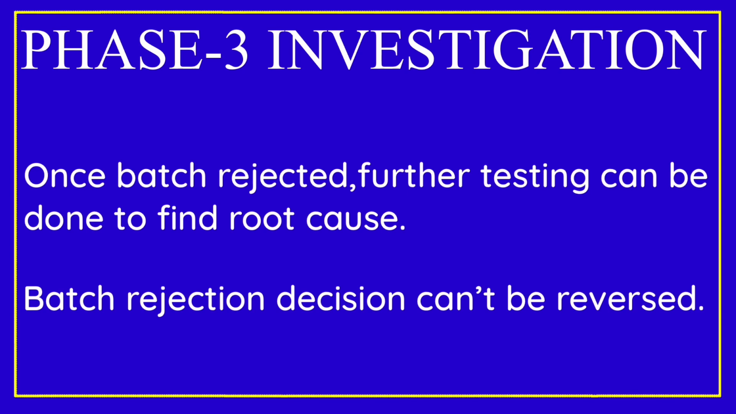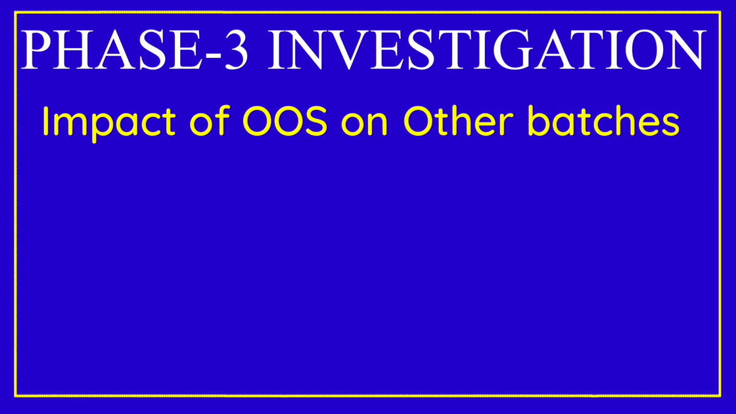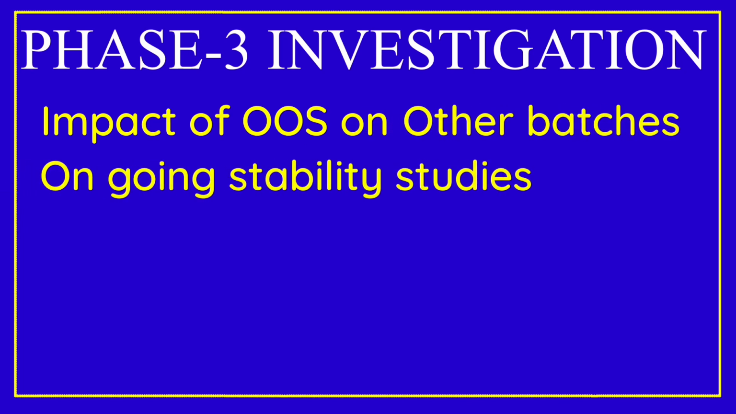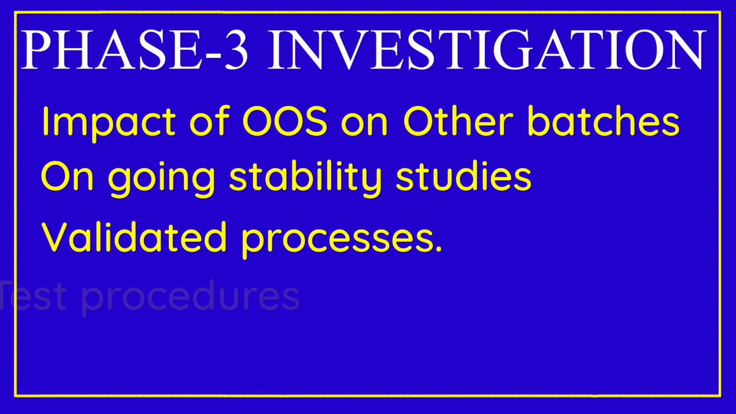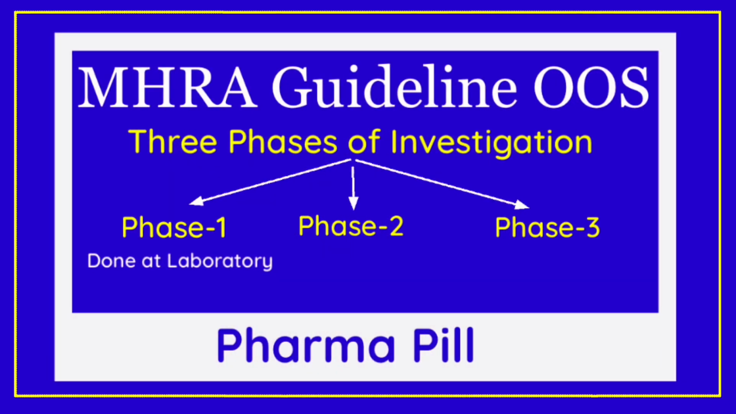According to MHRA, the impact of the OOS result on other batches, ongoing stability studies, validated processes and test procedures should be determined by the quality control and quality assurance and should be documented in the conclusion along with the appropriate corrective and preventive actions. So this was all about the 3 phases of investigations as per MHRA OOS guideline. Well, other than these 3 phases, there are few more important topics which are given in the guideline, which I will try to cover in the next part of the video.